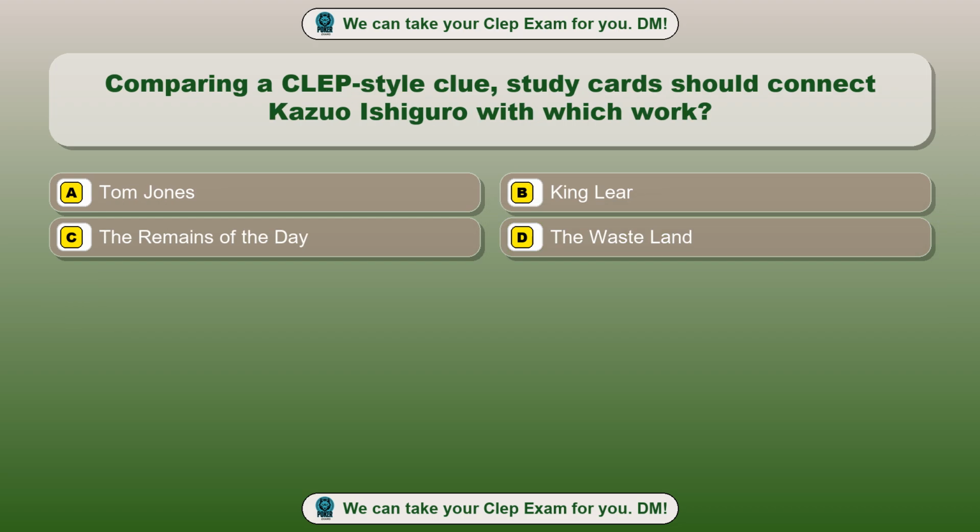Question 74. Comparing a CLEP-style clue, study cards should connect Kazuo Ishiguro with which work? Option A, Tom Jones. Option B, King Lear.